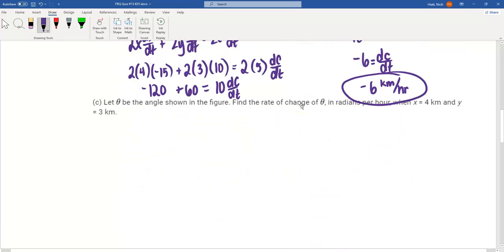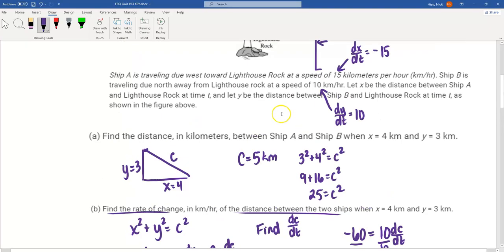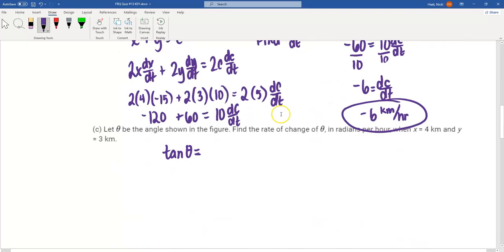So tangent of theta is going to equal, what is it, y over x. Now, this is a little tougher because everything's changing here, right? We don't have any constants. So what are we going to have to use when we take the derivative of the right-hand side? What rule? Quotient rule has to be used here. So the derivative's a little tougher.